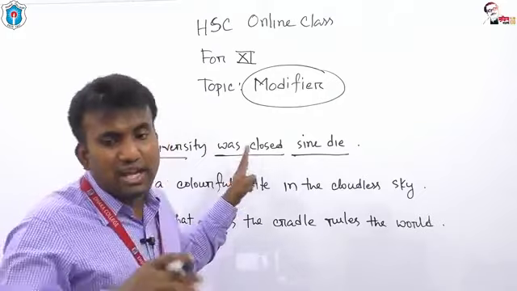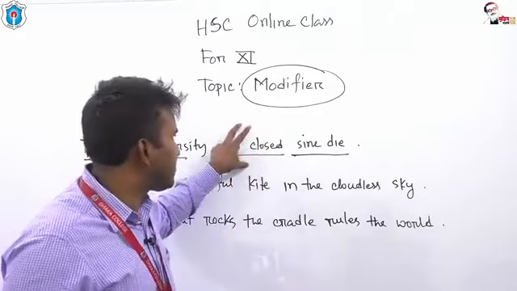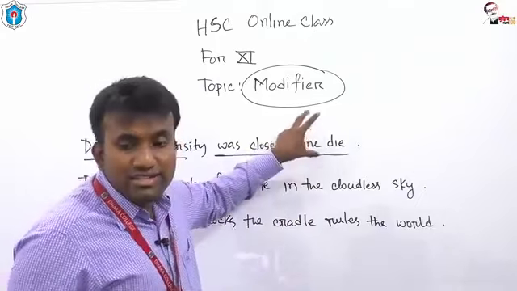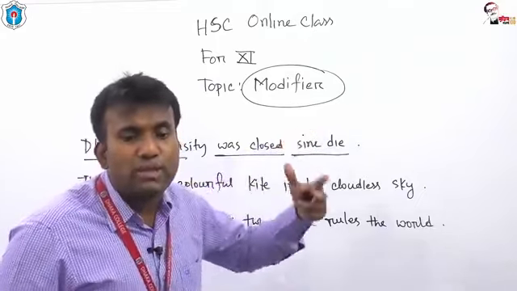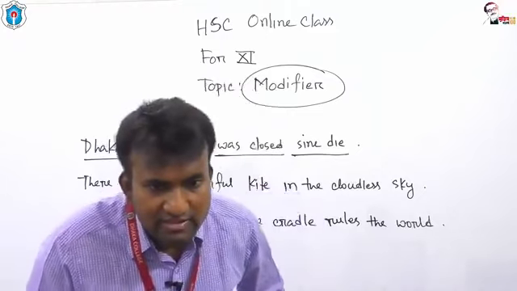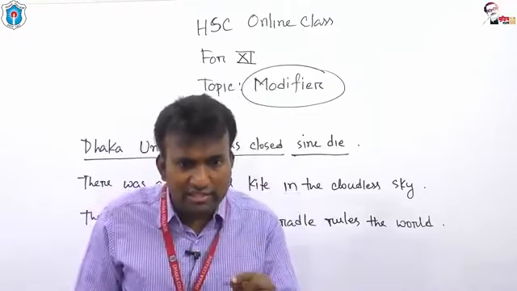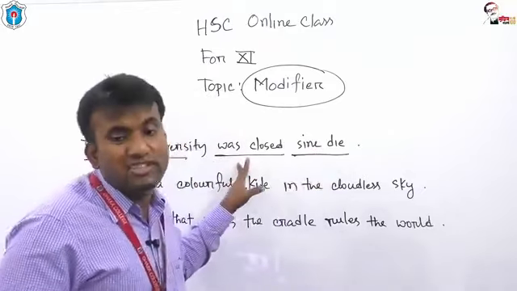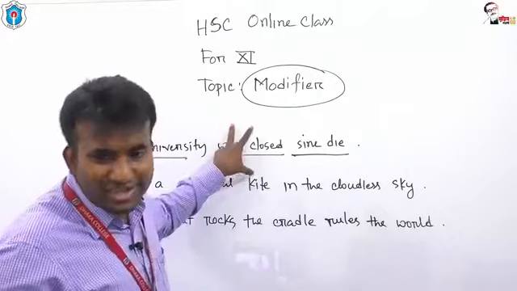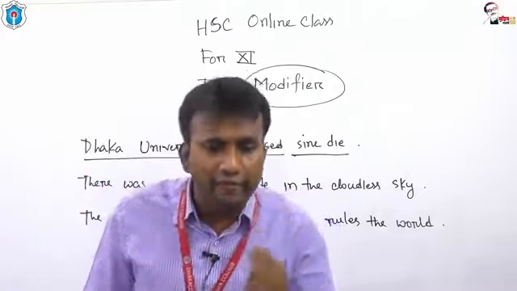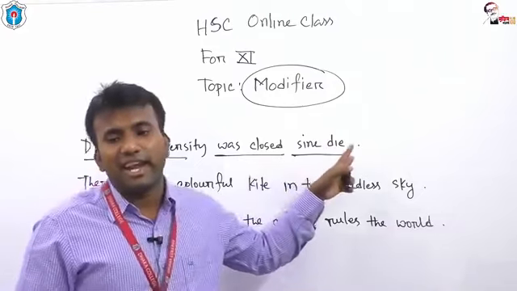Was closed is a passive structure. This structure is modified by what? That is, sine die influences which part of this sentence? Tell me. Thank you, Nafis Islam. According to Nafis Islam, sine die modifies was closed. So, was closed is such a part which is influenced by sine die.